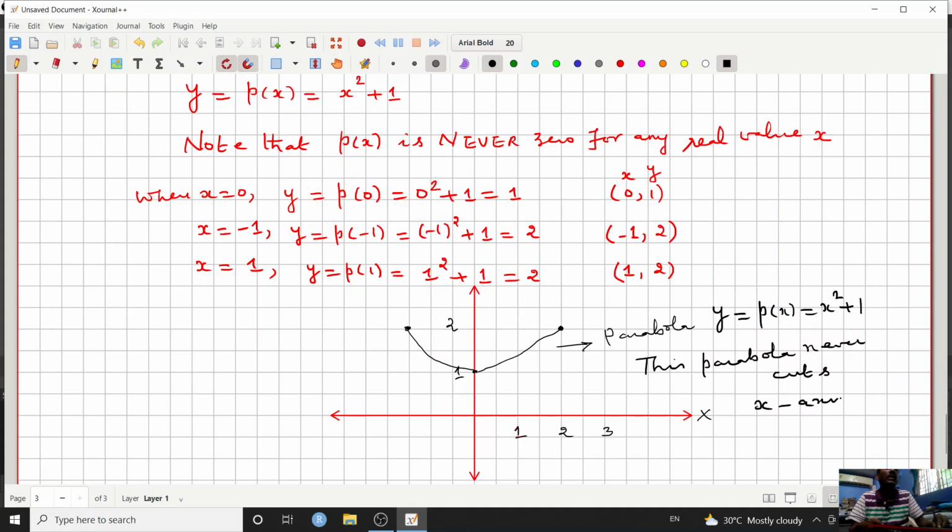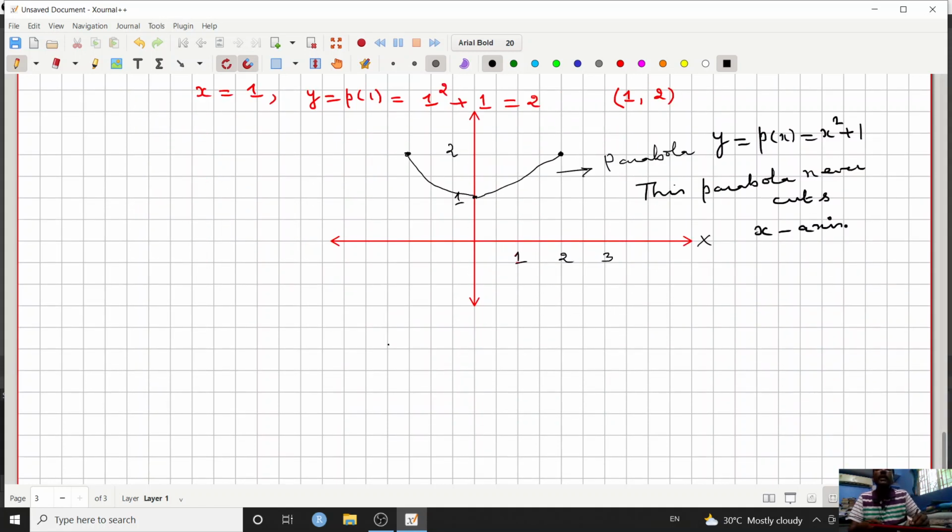Here we observe an important point. What is that? This parabola, this quadratic equation, namely y is equal to x square plus 1. Let us write it like this: y is equal to p of x. This is a quadratic equation.